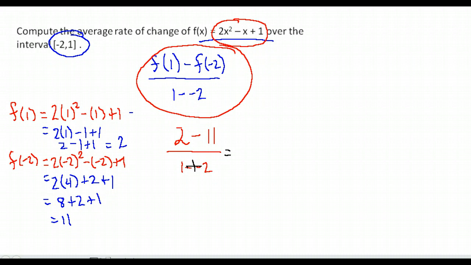So we get 2 minus 11 is negative 9. I'm writing the answer down early. And 1 plus 2 is 3. Negative 9 divided by 3 is negative 3. So the rate of change for 2x squared minus x plus 1 over the interval of negative 2 to 1, the rate of change is negative 3.